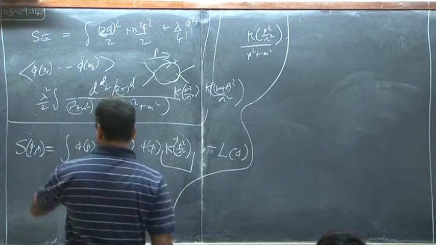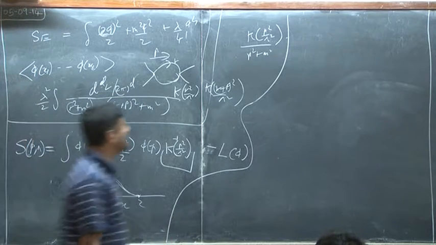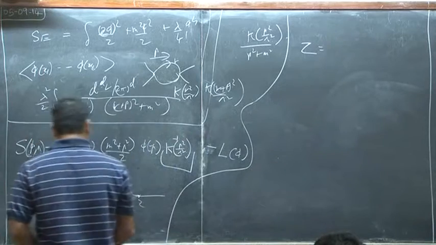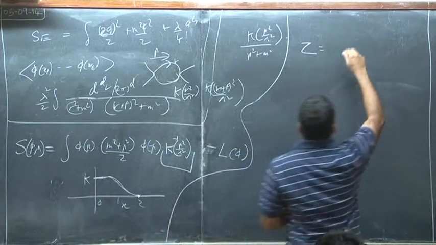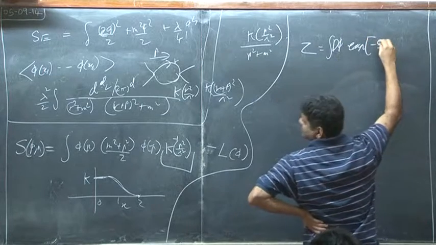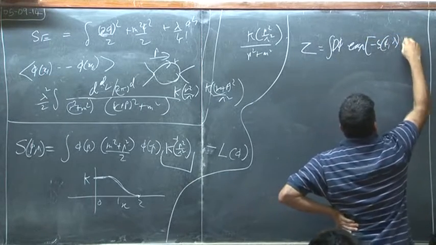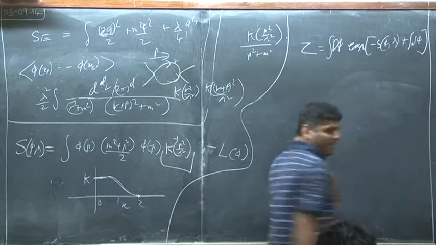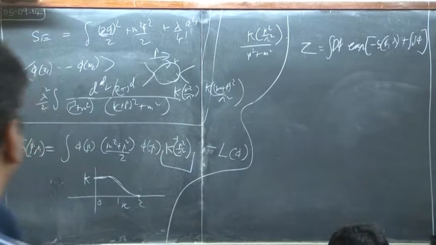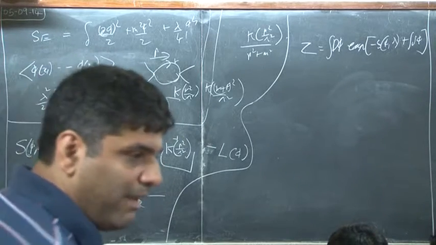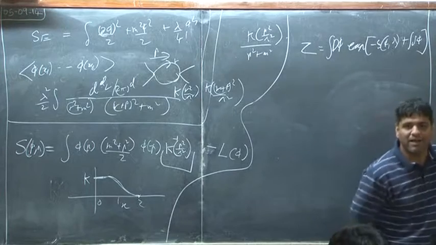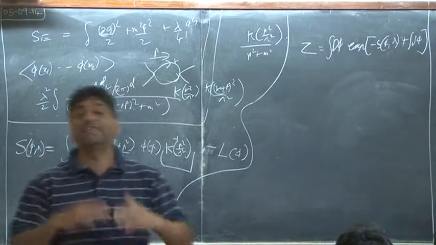And so now there comes an interesting question. Suppose we define Z to be the integral d phi of e to the power minus S of phi, lambda, plus integral j phi. I included a source term here, this j source term, so that if I want to compute not just the partition function, not just this integral, but correlation functions, I have all the information I need, so that I can differentiate.